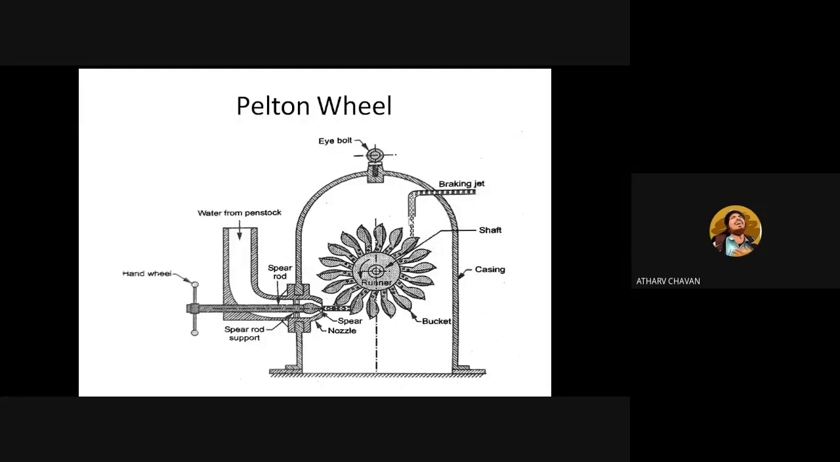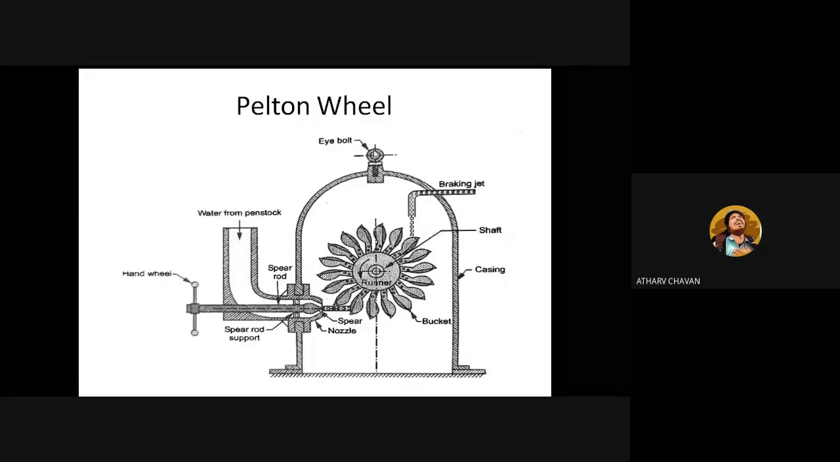And also there's a braking jet. This is an extra assembly. The braking jet is actually a reverse jet, so that the turbine can stop immediately. The deflector and the braking jet are used simultaneously, so that due to the deflector, the main jet gets deflected from the path of the bucket, and the braking jet acts in the reverse direction so that the turbine stops immediately.